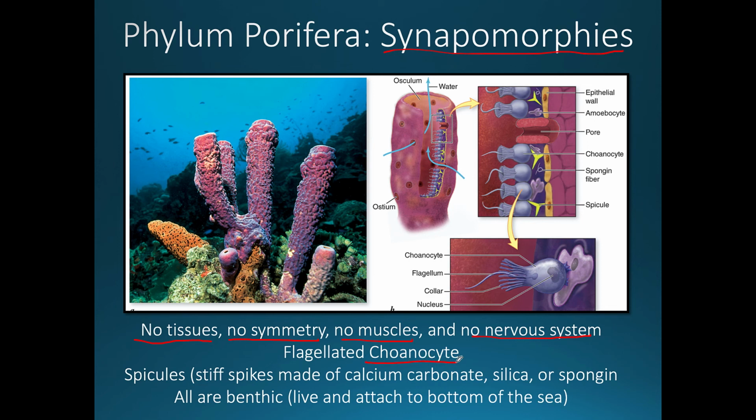What all Porifera do have, though, is that they all have these specialized cells called the choanocytes. And we've talked about these before. And remember, they are these flagellated cells here that help in feeding. And we'll talk a little bit more about this on the next slide.